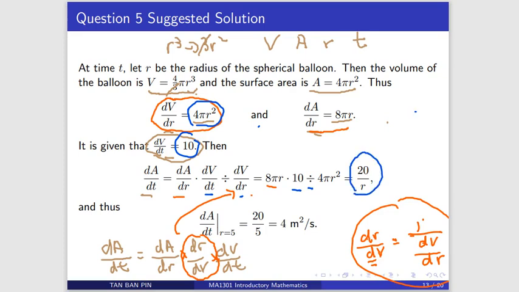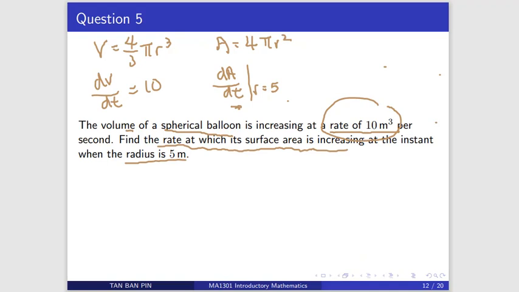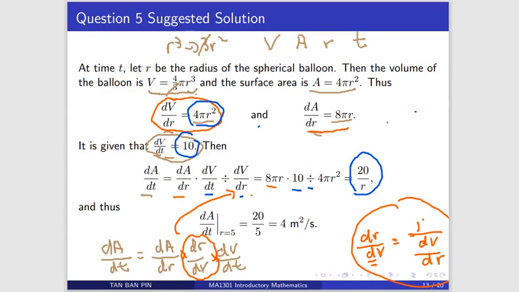And the question asks for the rate of change of surface area when the radius is 5. When radius is 5, find dA/dt when r is 5. So this r you just sub as 5, and you get 4 meters squared per second.